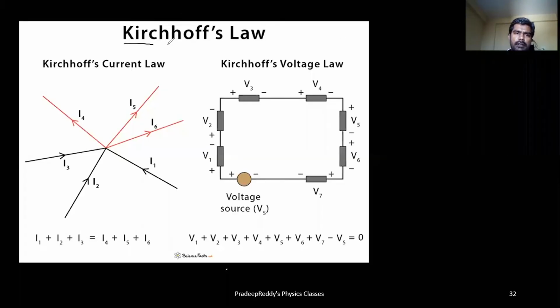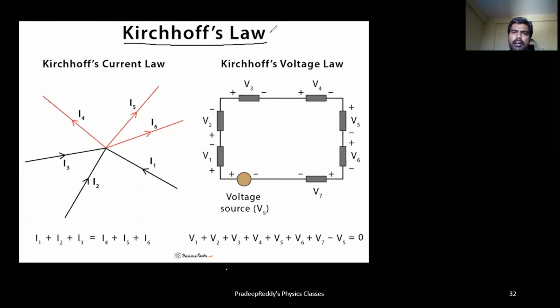Kirchhoff laws are useful in solving very complicated circuits. You can find out unknown values of current, resistance, or equivalent resistance using Kirchhoff laws if the circuit is more complicated. So that is the advantage of Kirchhoff laws.